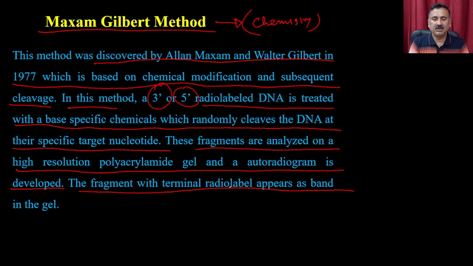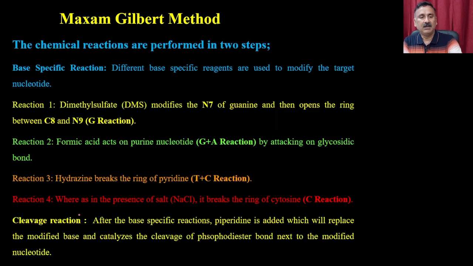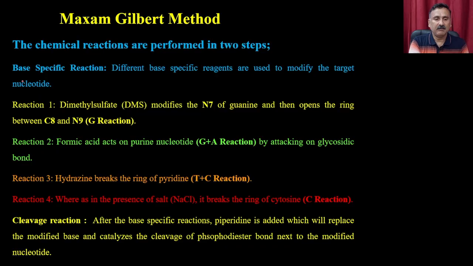The fragment with the terminal radiolabel appears as a band in the gel. So the chemical reaction is going to be performed in two steps. First, you are going to have the base-specific reaction, and the second step is the cleavage reaction. So, first, the base-specific reactions: different base-specific reactions are used to modify the target nucleotide.